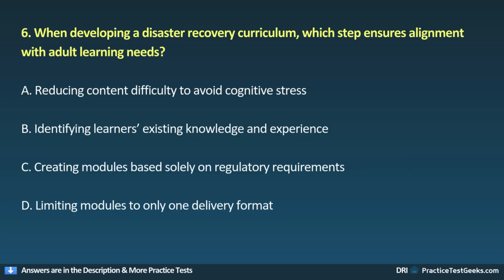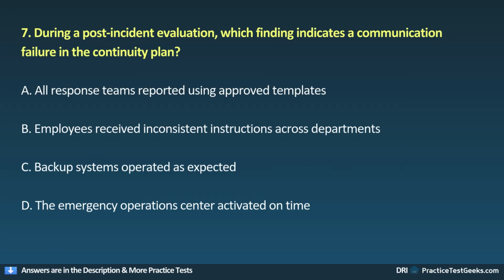6. When developing a disaster recovery curriculum, which step ensures alignment with adult learning needs? A. Reducing content difficulty to avoid cognitive stress. B. Identifying learners' existing knowledge and experience. C. Creating modules based solely on regulatory requirements. D. Limiting modules to only one delivery format.